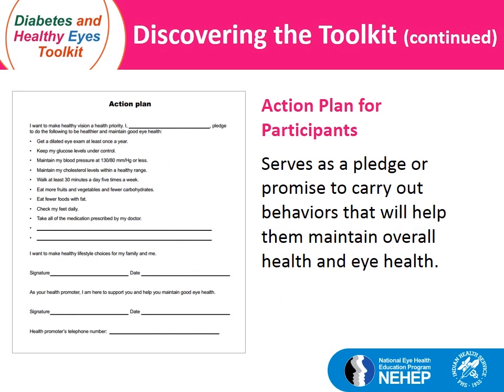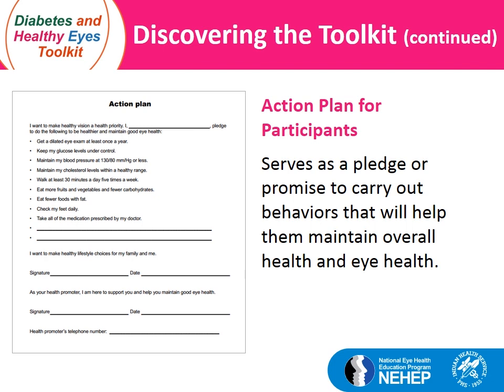I want to highlight one very important appendix in the module. They're all important, but I particularly think you'll be interested by this one, and it's the action plan for participants. Now, this is a handout that you give to participants at the end of an educational session. So once you're done presenting the flip chart, you will give this to the participants and then have them fill it out. And what the action plan does is allow participants to identify specific steps they can take to maintain their overall health and also their eye health.